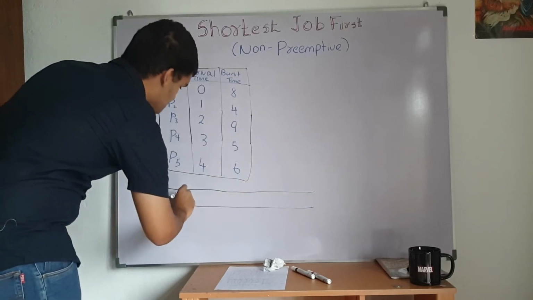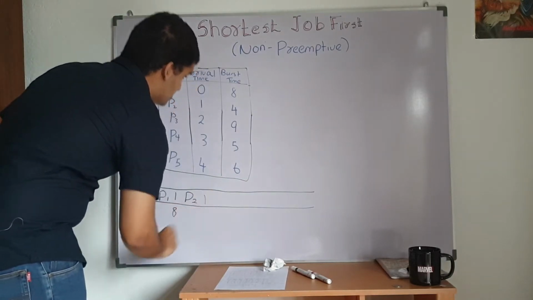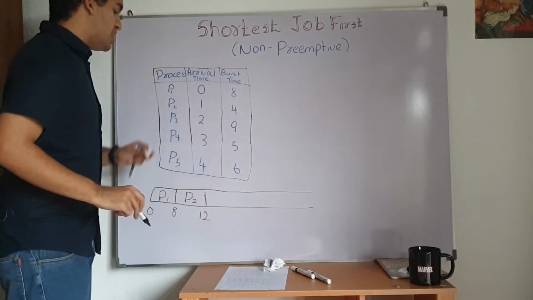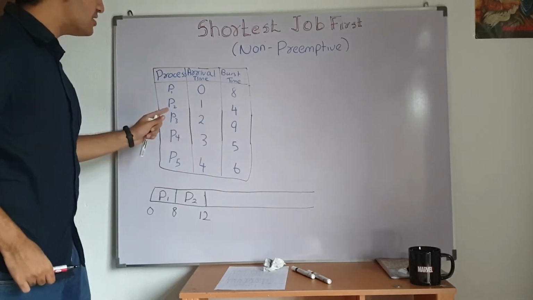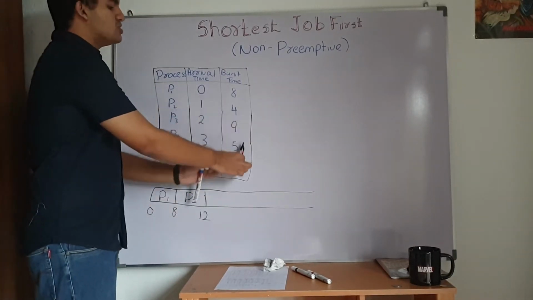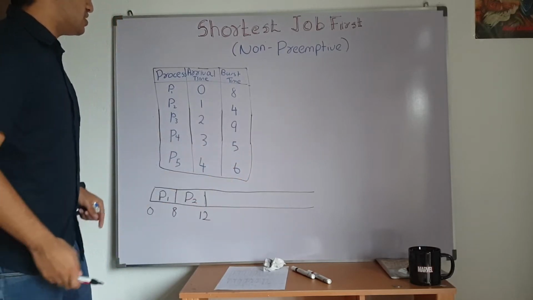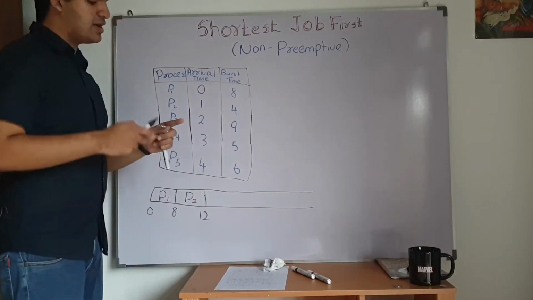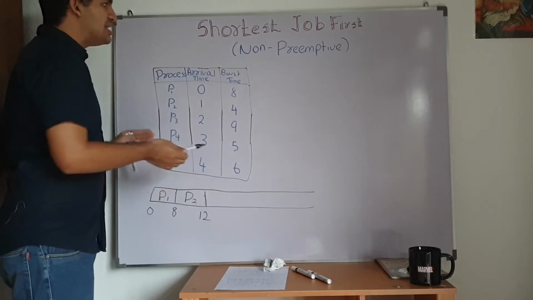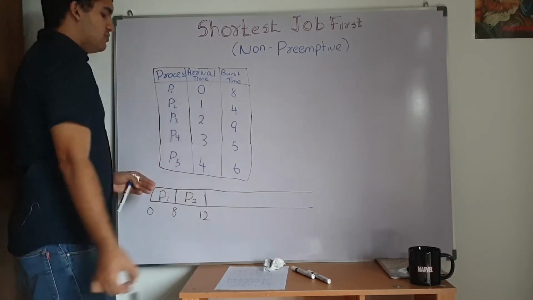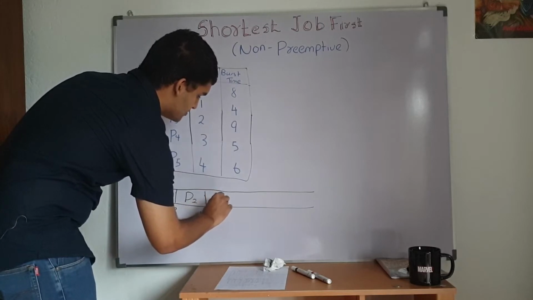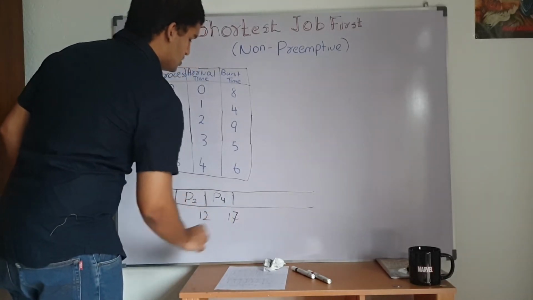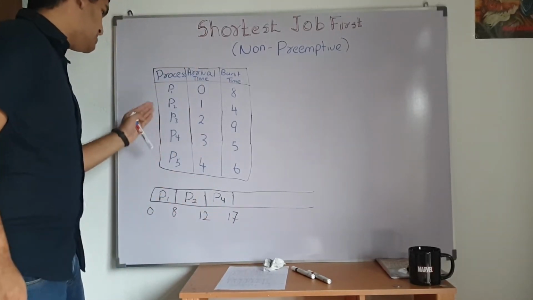Let's say P2 has a burst time of 4, which is 8 plus 4 is 12. So can you take P3? No. P3 has the most burst time of these three processes. All these processes have already come because we explained that before. P3, P4, P5, what are you going to choose from this? You're going to choose the least time. It's 5. Let's take P4. P4 is 12 plus 5 is 17.